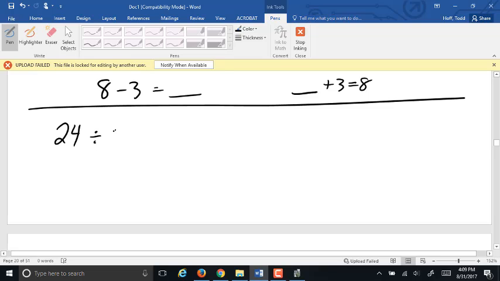24 divided by 8 equals what? What that's asking us is what number times 8 equals 24? Well, what number would I fill in the blank here? 3. 3 times 8 is 24. Therefore, 24 divided by 8 is 3.